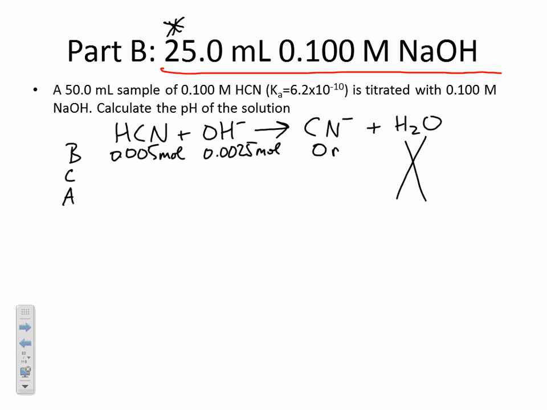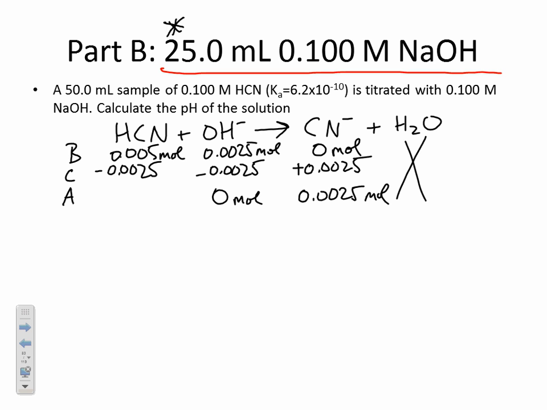I don't need to fill out a column for the H2O because it does not influence pH, but I do need to fill out a column for the cyanide ion. It is a weak base, so it does influence pH. So BCA chart, make your limiting reactant go to 0. I can see that the hydroxide is the limiting reactant, so I know I'm going to wind up with 0 moles of it. So minus 0.0025. So subtract the same amount because they're in a 1-to-1 ratio. But then I also have to add 0.0025 moles to the product. Right, reactants lose, products gain. So I'm going to wind up with 0.0025 moles of cyanide and 0.0025 moles of HCN.